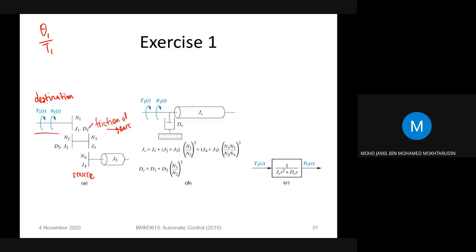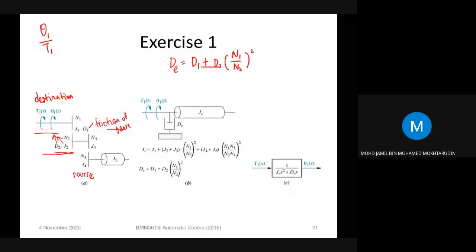Okay, so let's look at the first gear here, gear number 2. So first we need to transfer D2 on this section, on the destination. So D equivalent equals D1, which is already on the destination, plus D2 times the gear ratio. So N1 over N2 squared. Okay. And there are no more dampers. So this is the damper equivalent.